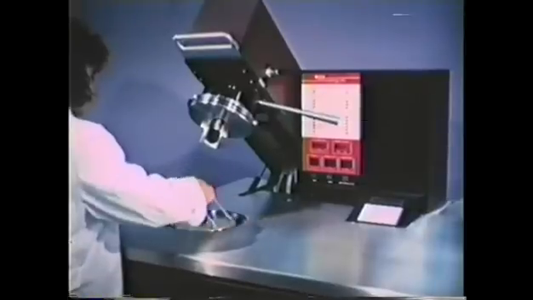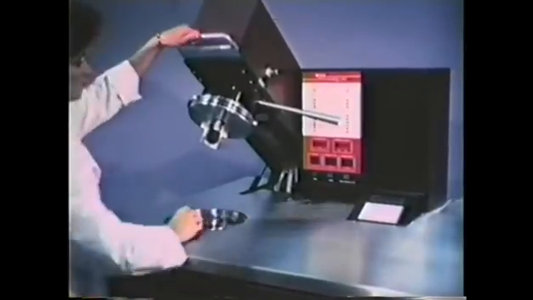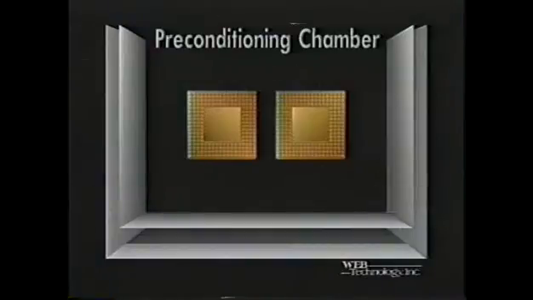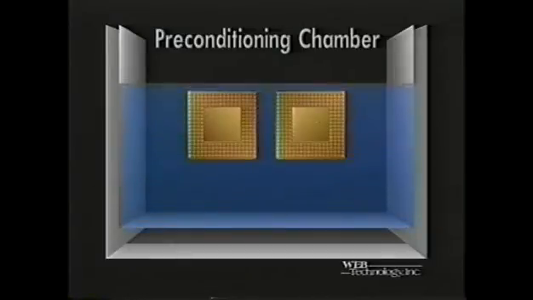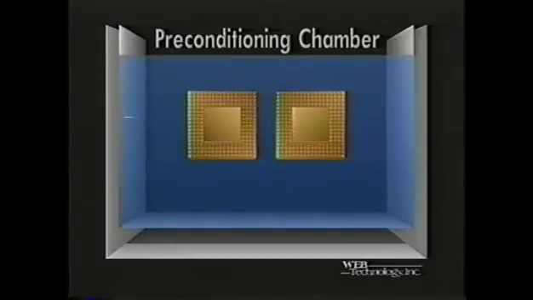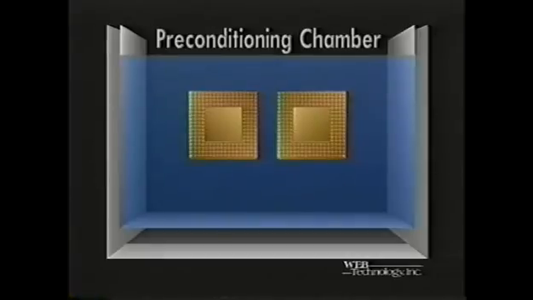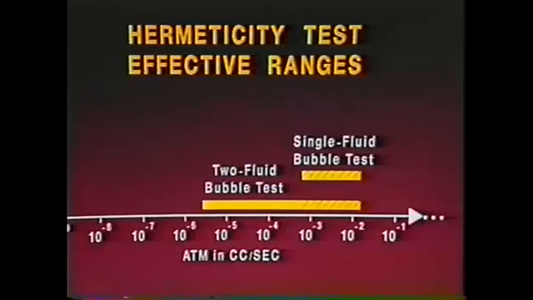With the two-fluid bubble test, the devices are first preconditioned in a bombing chamber, where they are pressurized with a low boiling point fluorocarbon fluid. This procedure forces the fluorocarbon into the cavities of defective packages through any leak paths which may be present. The two-fluid bubble test covers a wider test range than the old single-fluid bubble test. This is due to the preconditioning cycle, which improves the sensitivity of the testing process, and thus the quality of outgoing product.